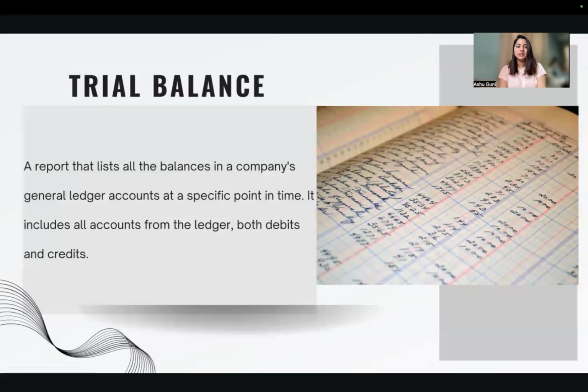What is a trial balance? A trial balance is a report that lists all the balances in the company's general ledger accounts at a specific point in time. It includes all accounts from the ledger, both the debits and credits.